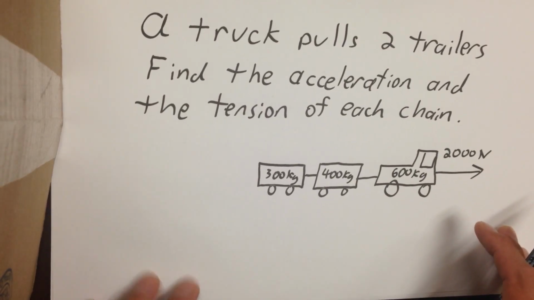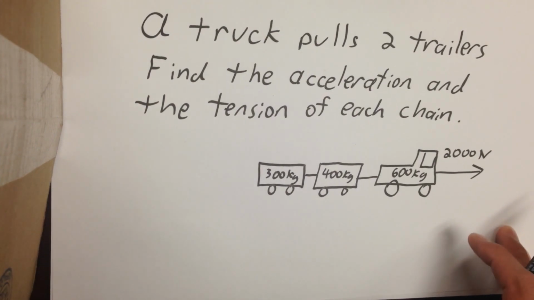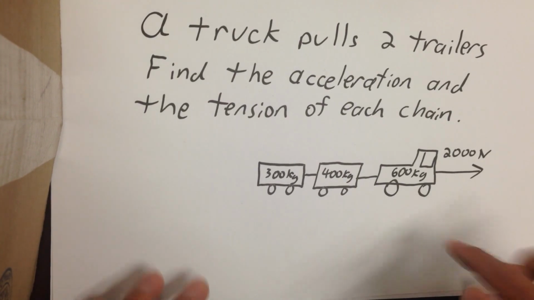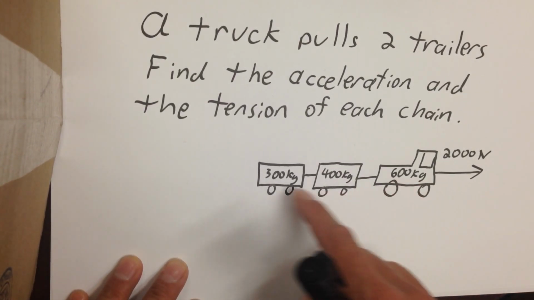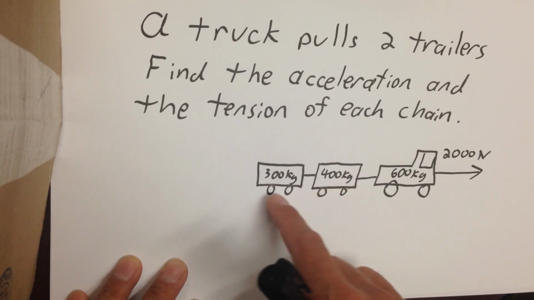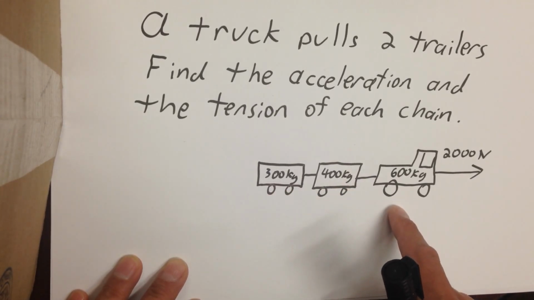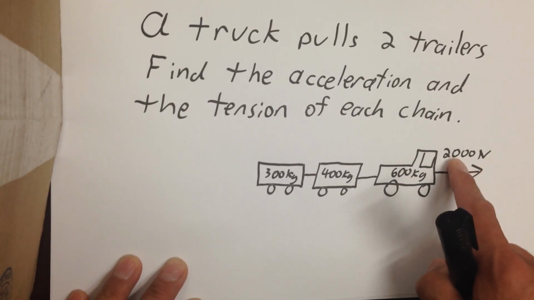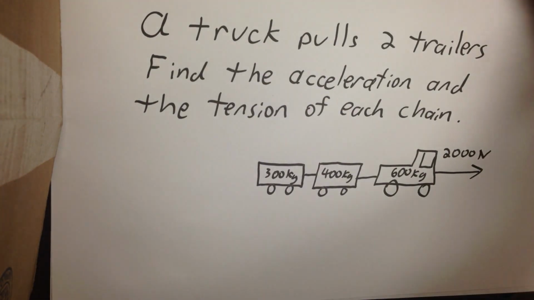Okay, so here we have a three-body Newton's second law question. A truck pulls two trailers, find the acceleration and the tension of each chain. So here we have a truck, it's got a mass of 600 kilograms, and we have two trailers, one's 400 and one's 300 kilograms. We're assuming there's no friction in this situation, and the truck is being pulled forward by a force of 2,000 newtons, which would obviously be coming from the engine.